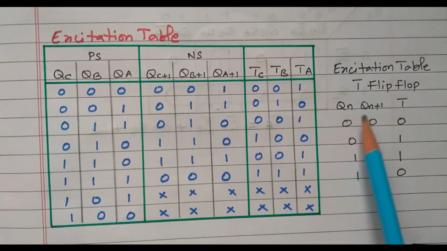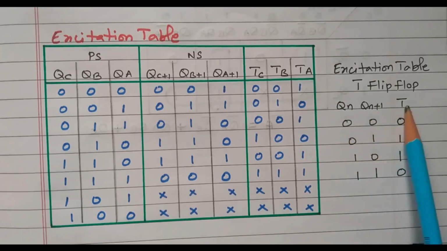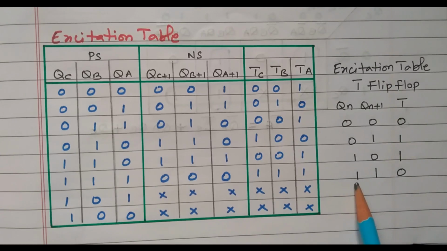For example, this is the current state and next state. If the current state is 0 and the next state is also 0, the input to the T flip-flop is 0. That is called the excitation table. Similarly, if the current state is 1 and the next state is also 1, the input to the T flip-flop is 0. There is no change, so the T input will be 0. Any change in the state, 0 to 1 or 1 to 0, means the input is 1. That is the nature of the T flip-flop, right?